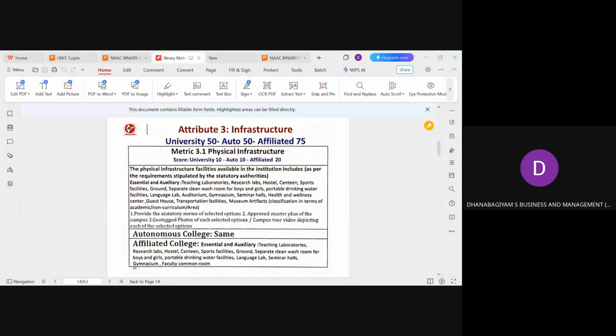Library, yes, very good. Yeah, it comes under attribute 3, madam. In attribute 2, I am just asking you a question. What are the factors we have discussed in attribute 2?